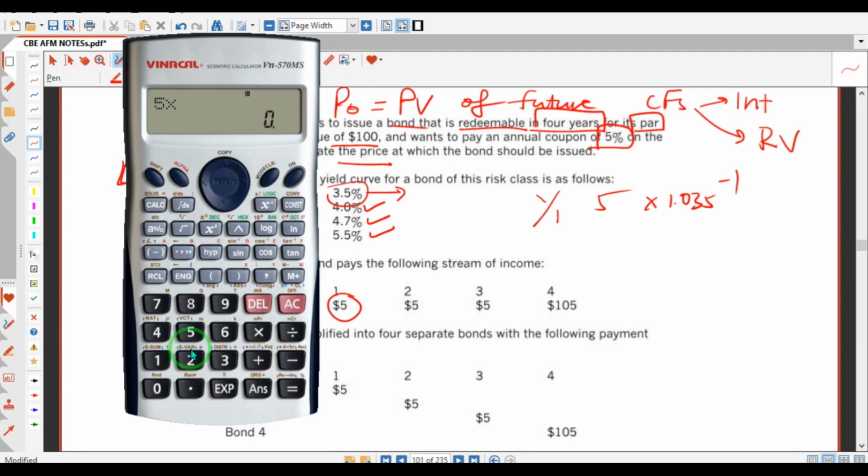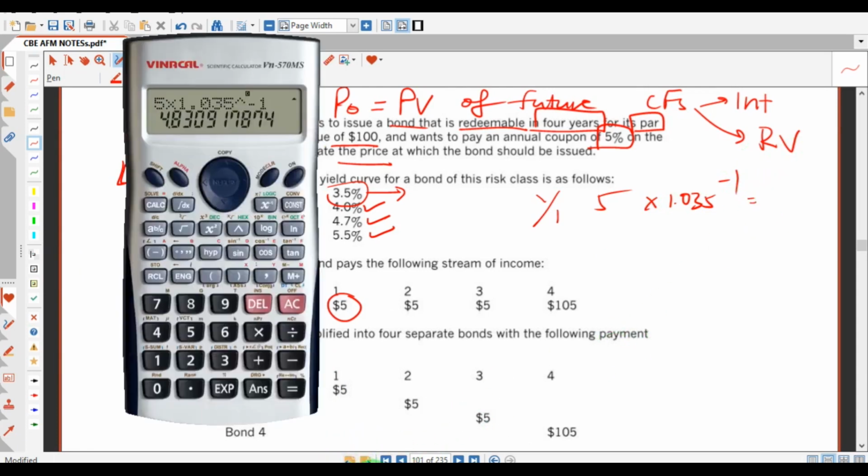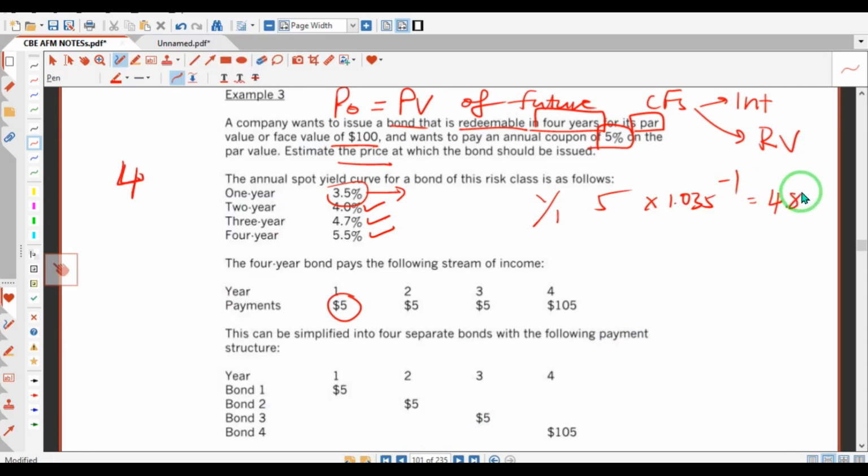Multiply by 1.035 to the power of negative 1. So I'm just going to keep it simple. The bank manager is advising me to put in about this figure, 4.83. So I'm going to invest 4.83 today, and 1 year later when my daughter goes to school, she's going to have $5 in the bank.